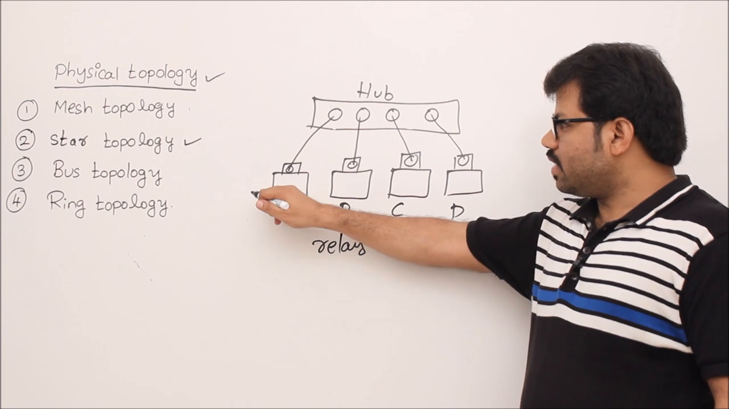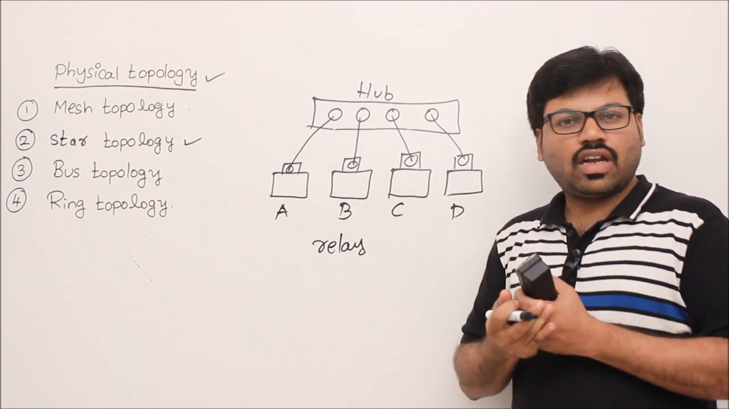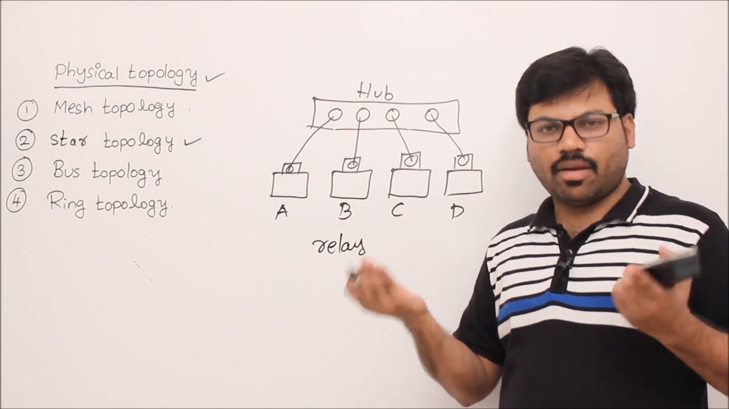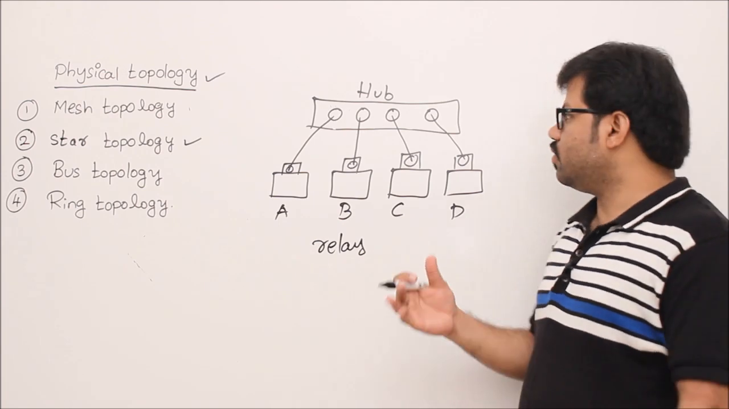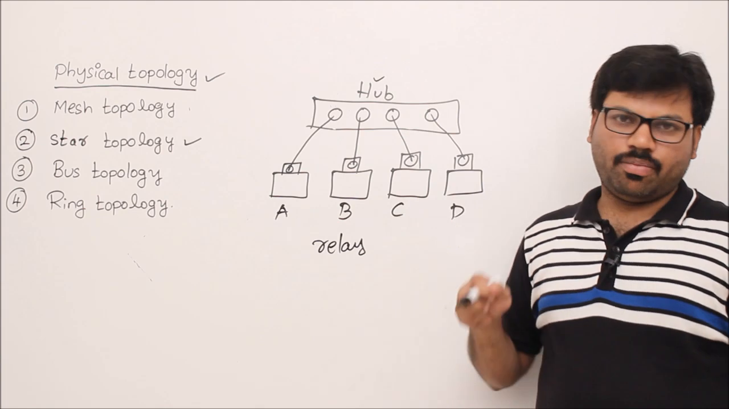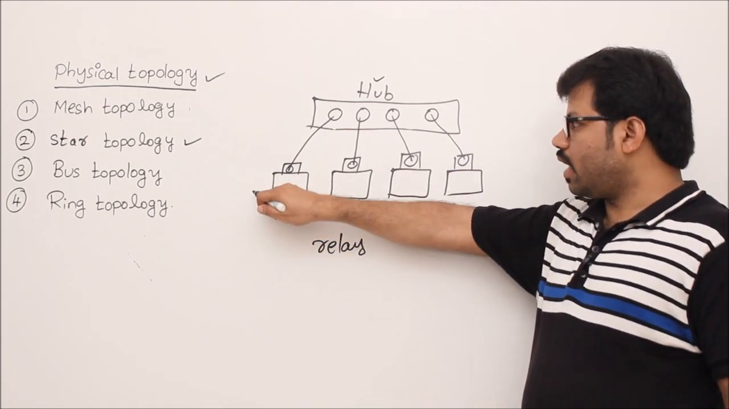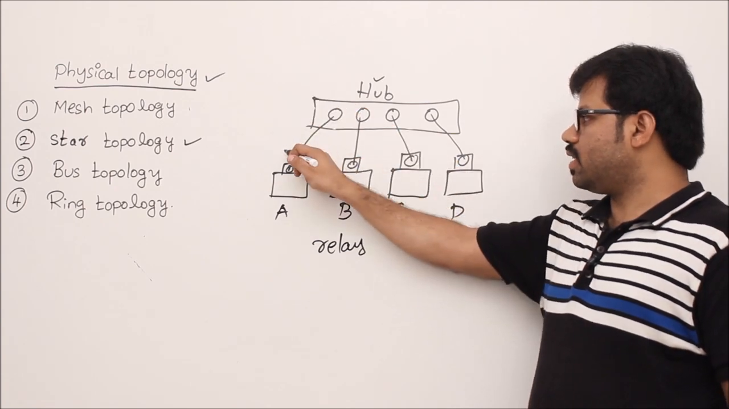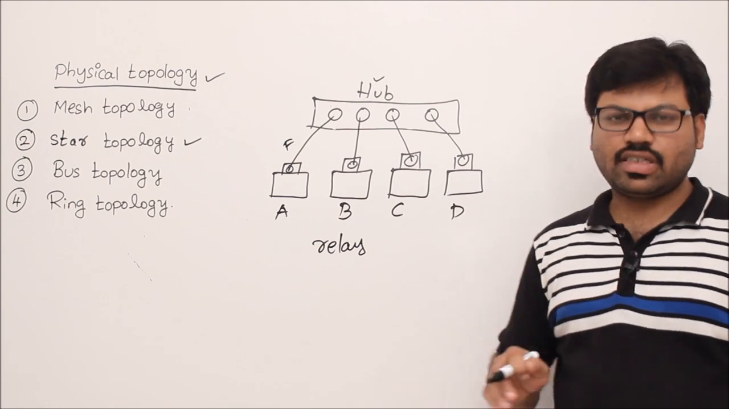So when A sends a message, the hub will relay it. Don't ask me, sir, how it happens. It happens because the hub has some software and hardware, and it is designed in such a way. I'm just telling the functionality of the hub. The functionality is, whenever a computer connected to that hub sends a message or frame, that frame will be relayed to other computers.